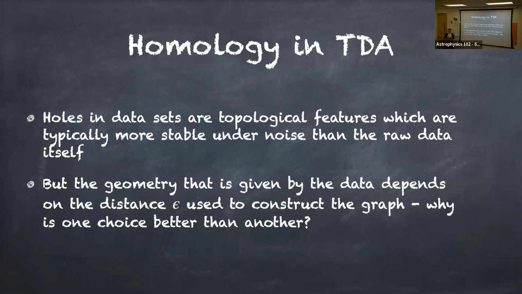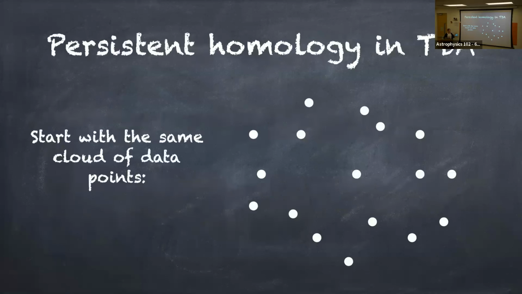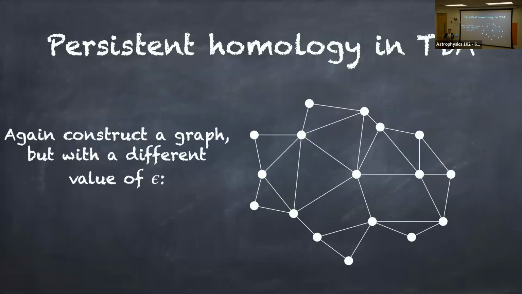Consistent holes are holes in the data set that persist as you change the value of this epsilon. We can see an example of that by starting with the same points as our data set. And now we construct a graph with a different value of epsilon. Here I construct a graph with a larger value of epsilon. The graph now has far more edges, far more data points to connect.